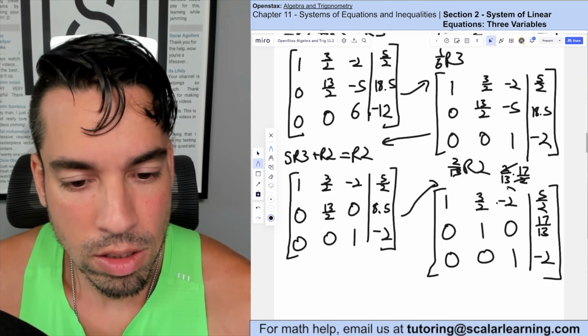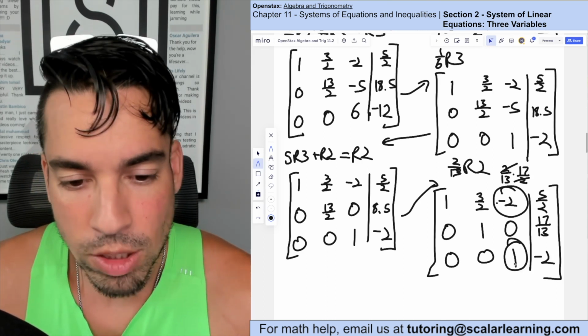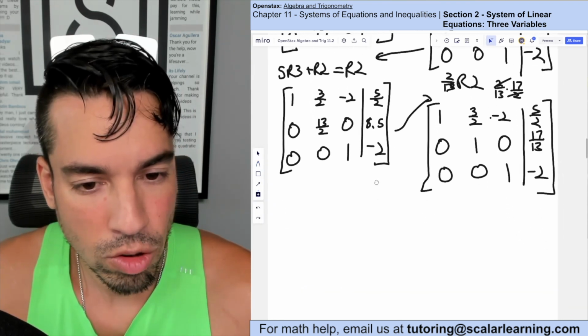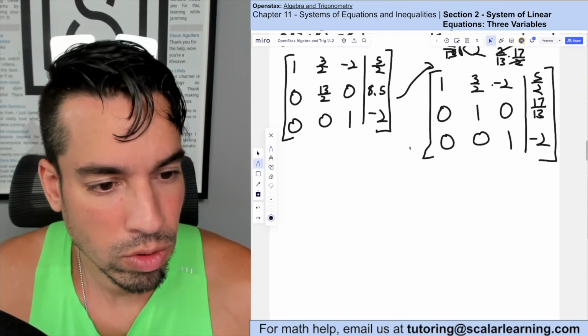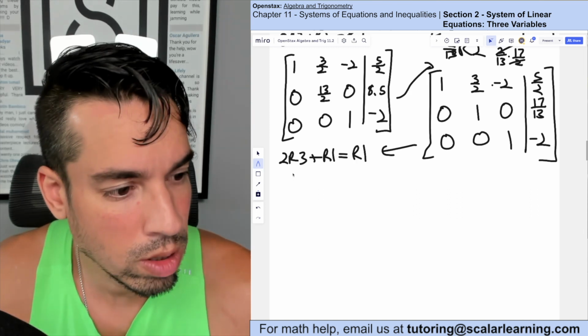So first I'm going to zero out this guy, and that's pretty easy. I just multiply the bottom row, the third row, by 2 and add it to row 1. So let's make a little bit more room. We're going to do that over here. So 2 times row 3 plus row 1 gives us our new row 1, and let's do it.